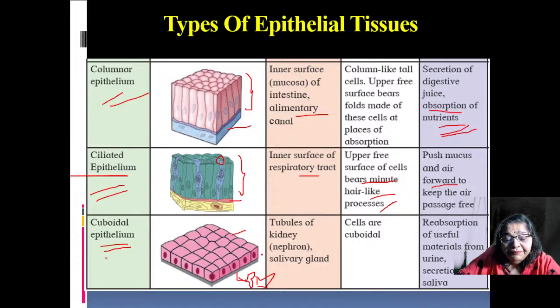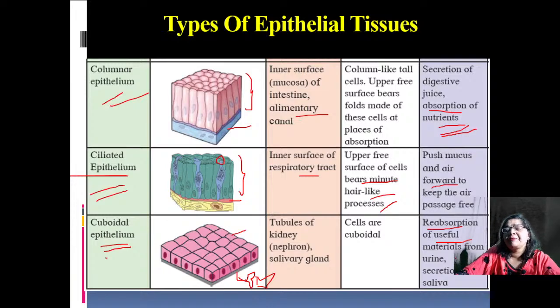They form the ducts of the glands. So some of the glands are called duct glands. Now the exocrine glands. The cells are basically cuboidal in shape, and they perform the function of reabsorption because they are present in the kidney. Kidneys are going to reabsorb the useful materials from the urine that has been produced there.